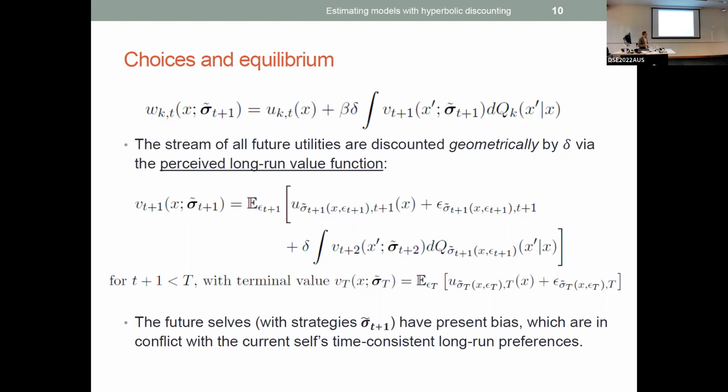And there is this forward iteration consisting of a geometrically discounted expected long-run value function, V_{t+2}. And in the terminal period, we have V_T equal to the expected utility flow plus the error. And here the future selves have strategies sigma tilde t+1. They all have present bias, which is in conflict with the current self's time-consistent long-run preferences. So that constitutes a game that is played by different selves across time.